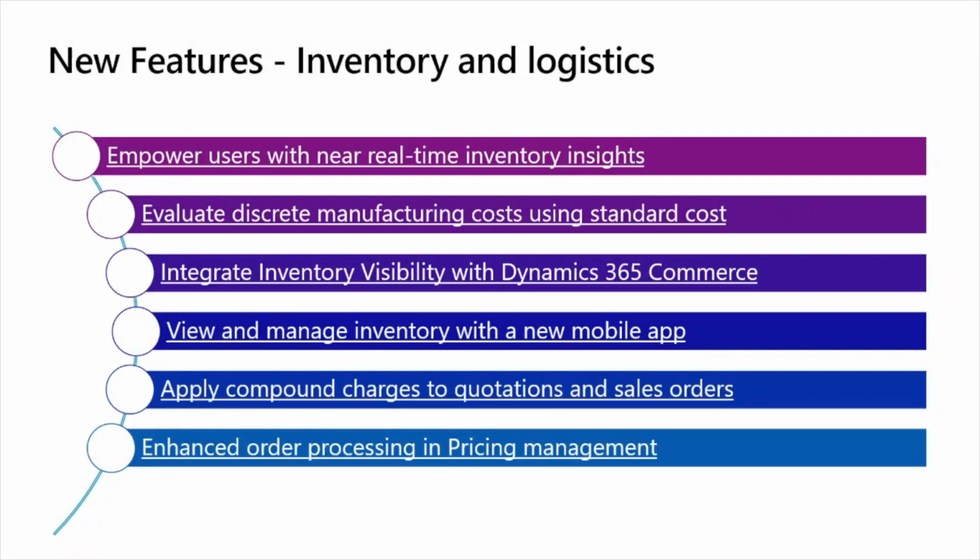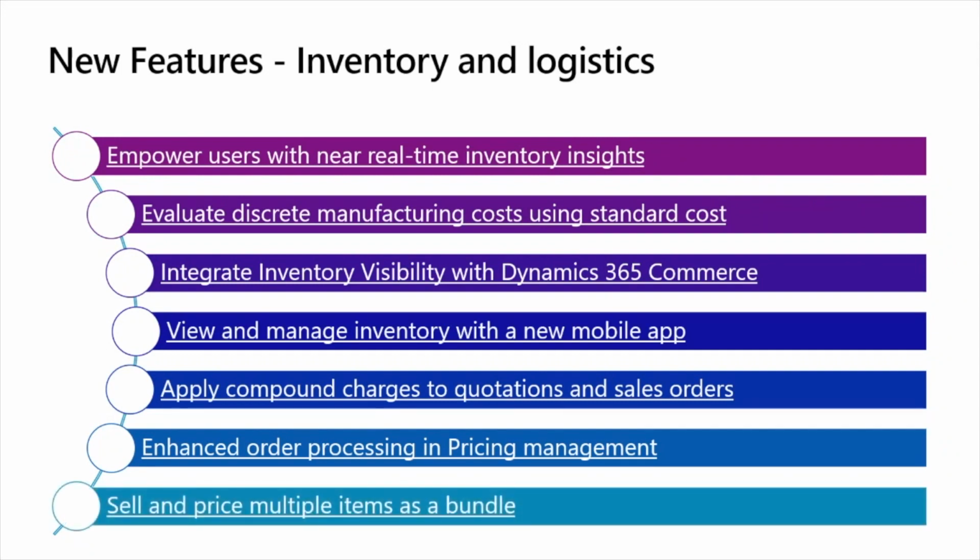In Dynamics 365 supply chain management, it will also provide a workspace that enables sales managers to view the impact of pricing changes and easily enable and adjust the pricing records. And the last feature we have on this is sell and price multiple items as a bundle. This product bundle feature replaces the previous bundle feature that was part of the revenue recognition module and was deprecated in April 2023. For the next set of features, I will hand it over to Nicole.